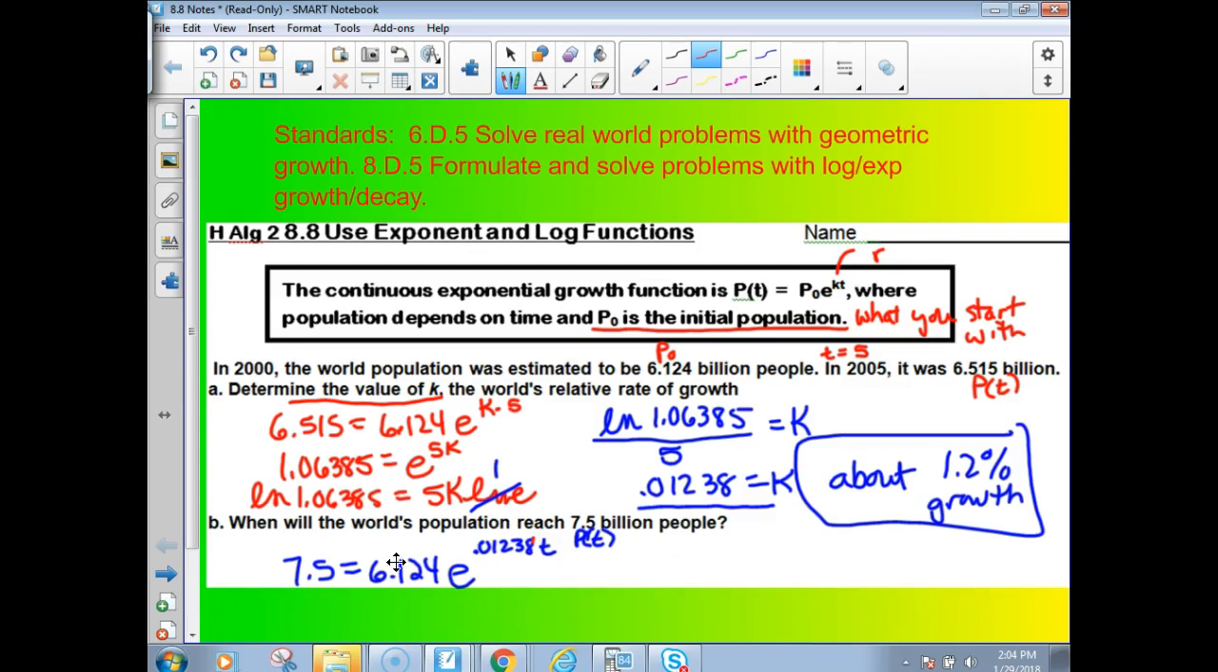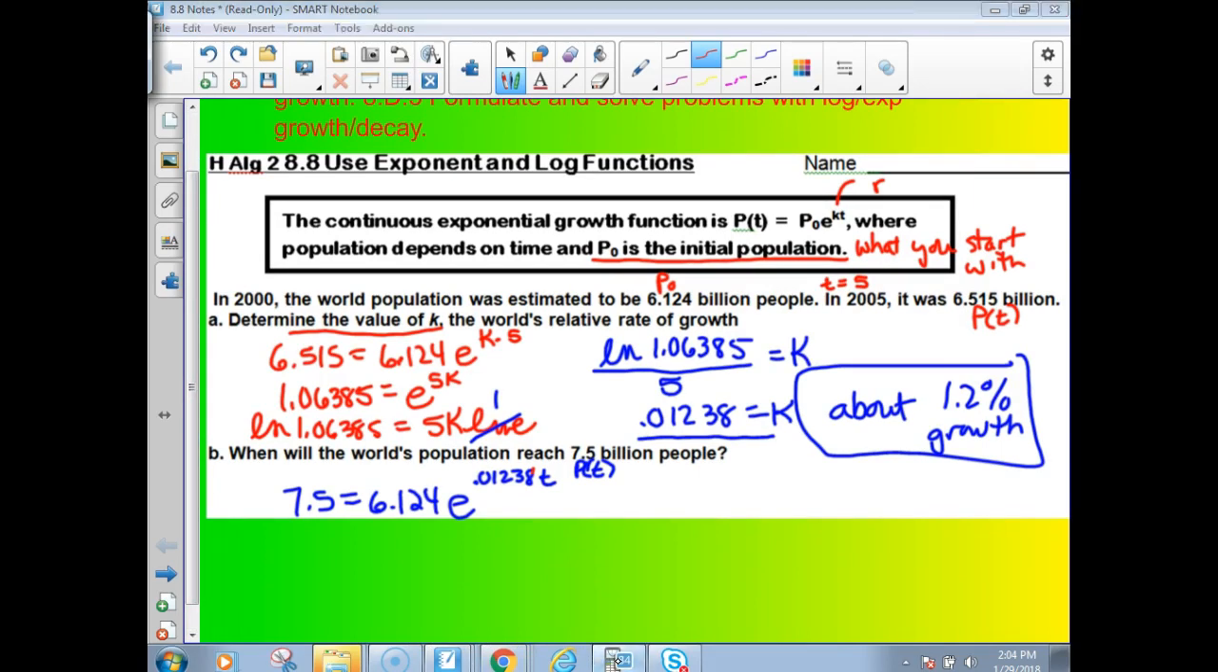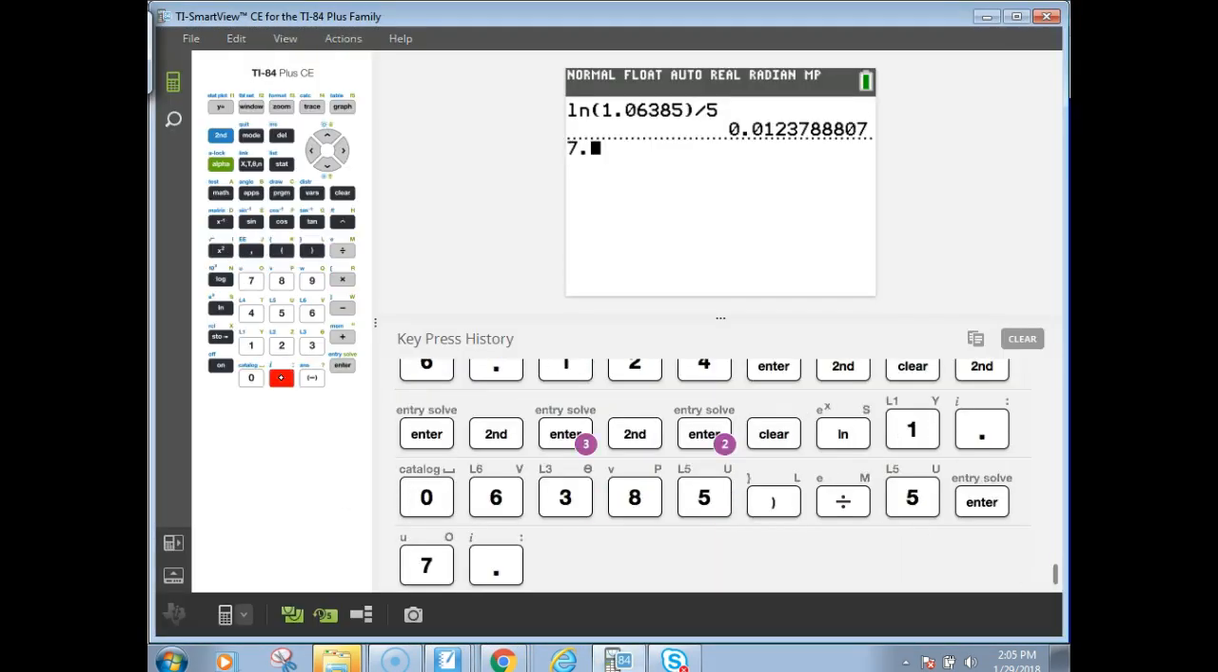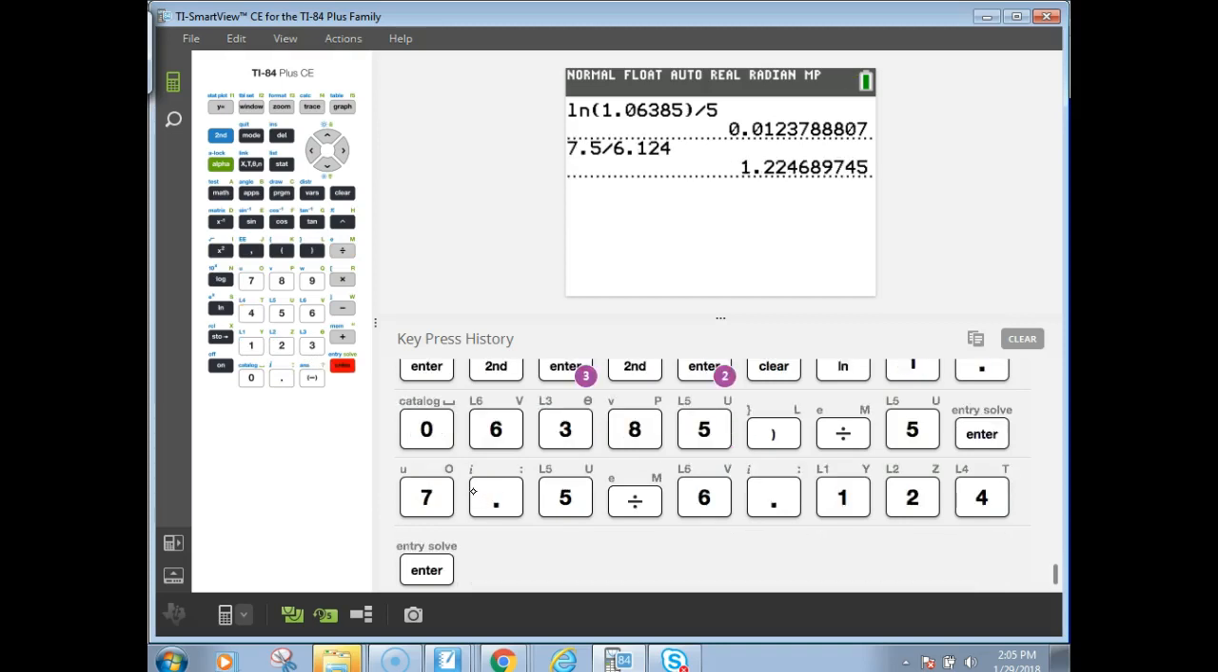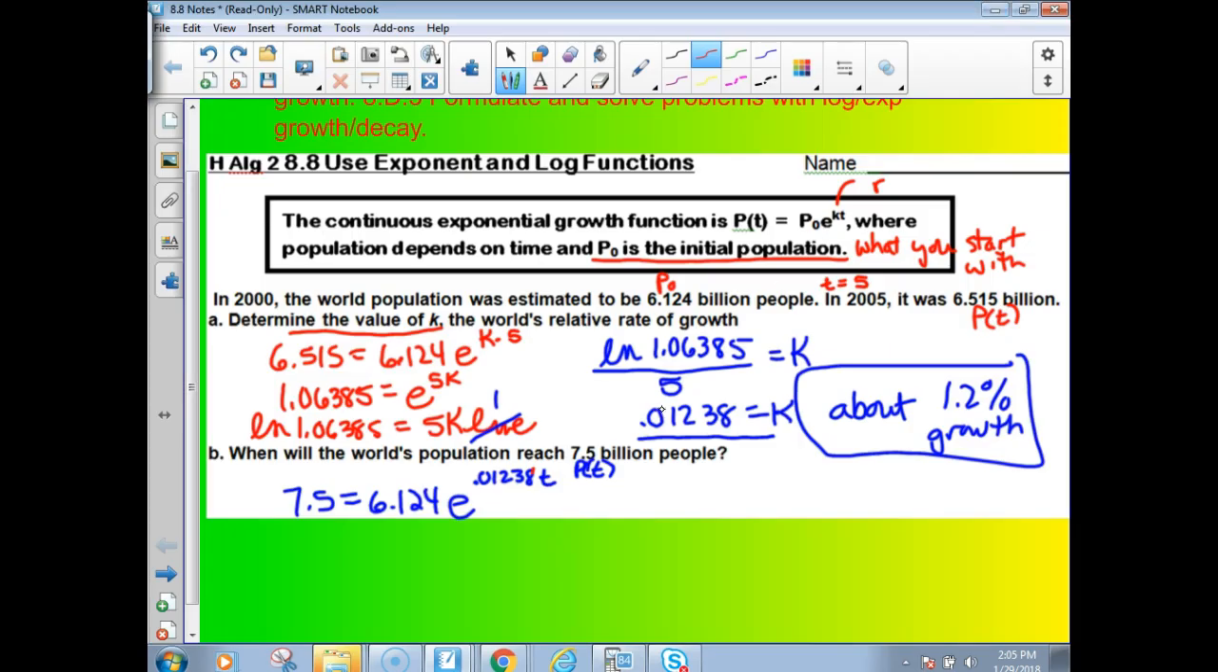To solve this, we would need to divide by 6.124 again. So divide 7.5 by 6.124. Okay, I got 1.22, and so on. Let's jot that down, 1.2246. And then I think after that was a 9. Yes? Okay, e to the 0.01238t. A lot of decimals.